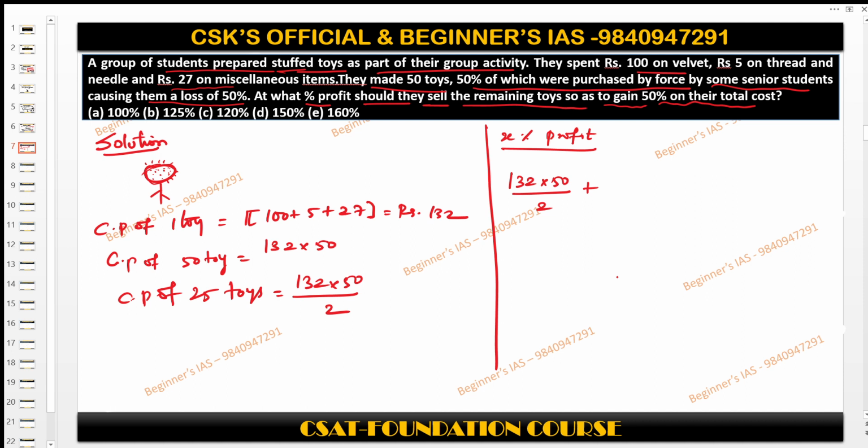So if you know this logic, now what we have to do here is calculate this one. 132 into 50 by 2, so now let us take 25 into 132. Why am I taking 25 into 132? Anyone? Sir, 25 is the remaining toys and the total cost. Huh, remaining 25 and the total.